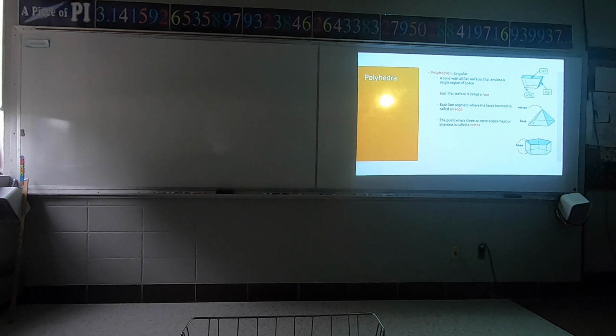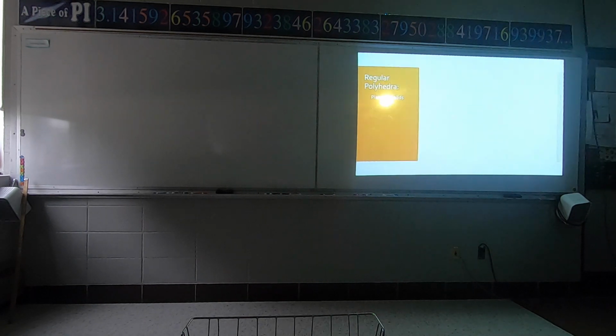Okay? Questions with the basic terms that we talked about yesterday? Okay. Now we talked about the Platonic solids, or regular polyhedra. This is the definition that was on the last slide, right? It's a polyhedron where all the faces are regular, congruent polygons. They're all the same. They're all equal to each other. And all the edges are equal in length.